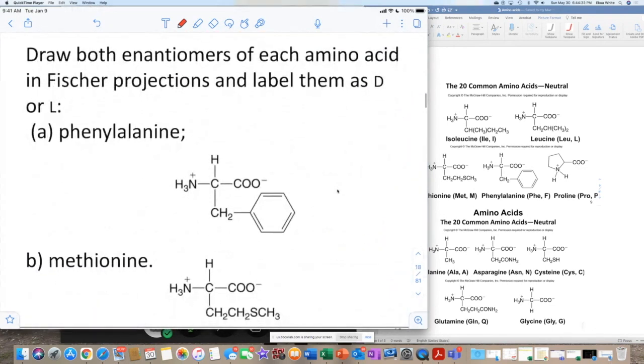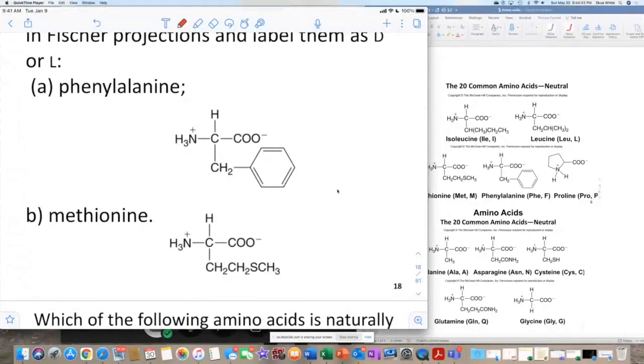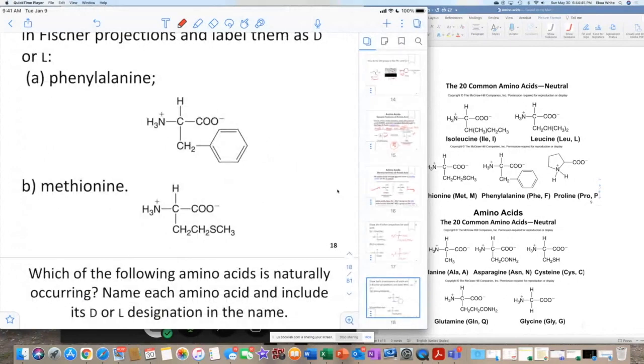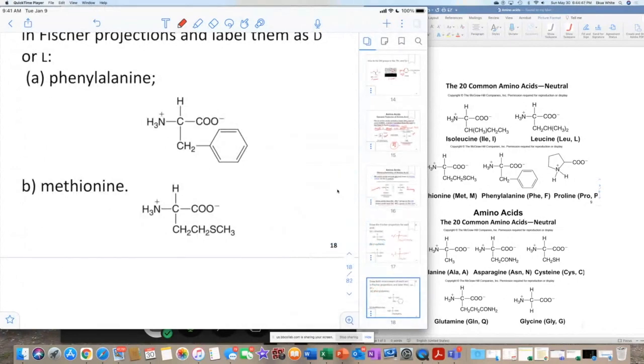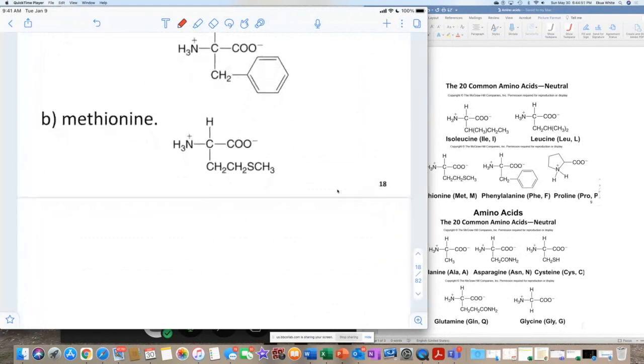Here we're told to draw both enantiomers of each amino acid in Fisher projections and label them as D or L. I'm just gonna do one, because whatever we do for one applies to the other one. I think these are pretty straightforward, right? So let me see if I can draw the first one.